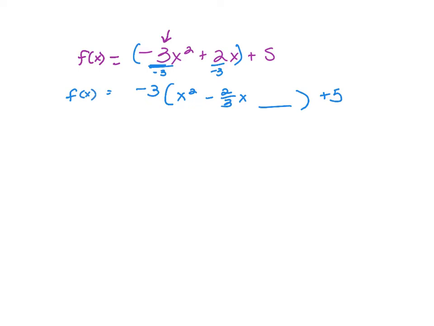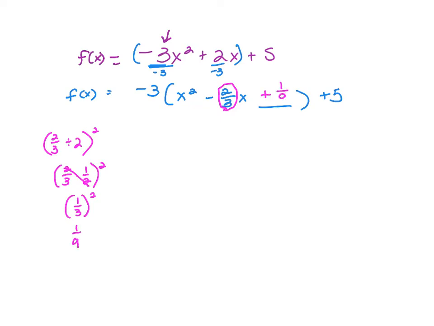With me so far? Now I've got to figure out how to fill that space. So I take my b, which is 2/3, divide it by 2, and then square it. Dividing by 2 is the same thing as multiplying by 1/2. These cancel. I get 1/3. 1/3 squared is 1/9. I'm going to add it inside the parentheses.